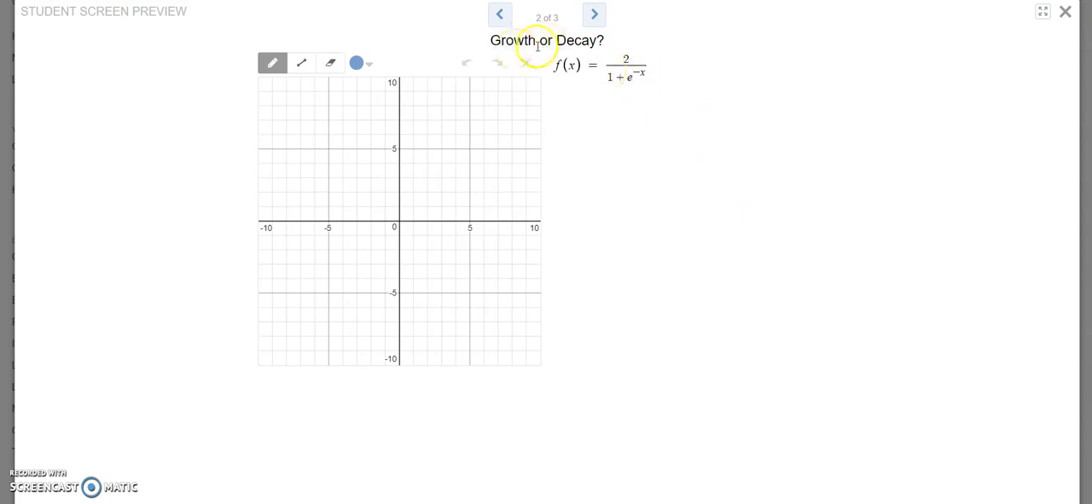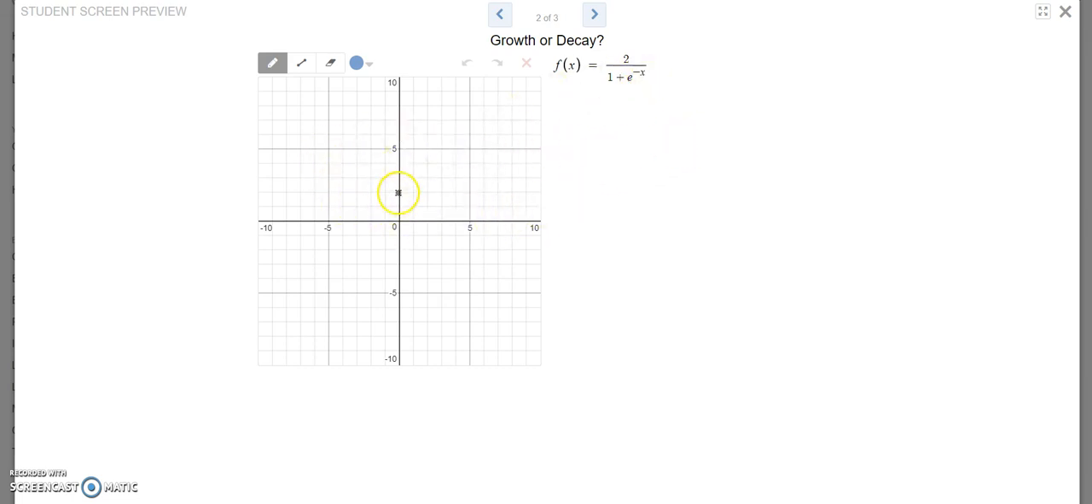If we're looking at growth and decay, the main thing we need to look at is that B value. It's in the negatives, which is going to make this a positive. So for our growth and decay, we're going to have a growth. And since we've got this 1 plus e to the negative x, we're going to have a growth going upwards. We can just graph it right here.